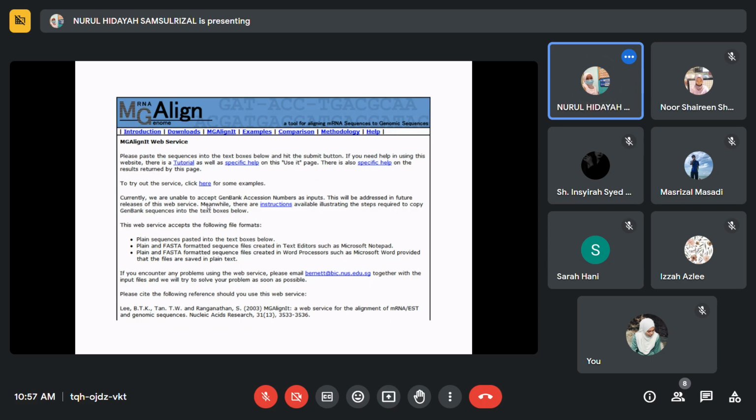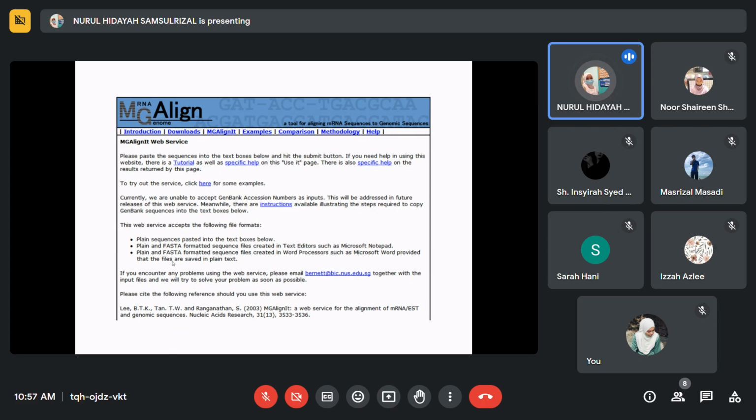Accept. Okay, please paste the sequence in the top, then hit submit if you need the tutorials. Okay. Accept, okay, the web service accept the following format. Okay, dia terima, bukan accept. Okay, my bad, salah baca. Okay, yang ni betul lah yang saya cakap tadi tu, dia boleh baca dari segi semua benda ni. It's quite good lah, dia boleh terima dalam banyak format.